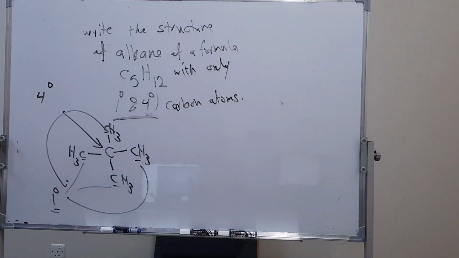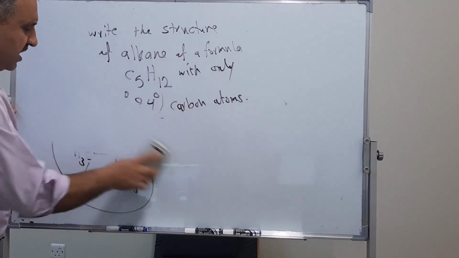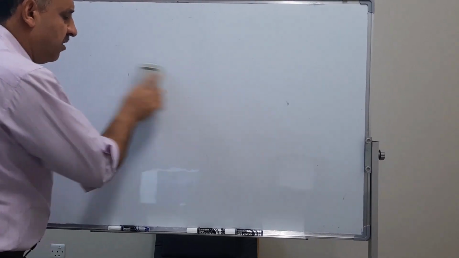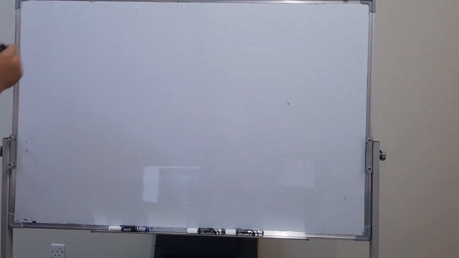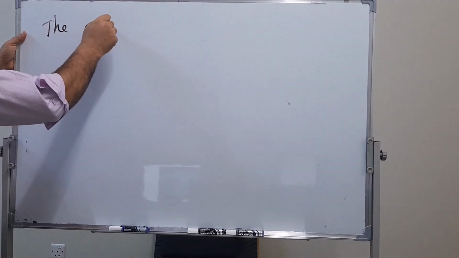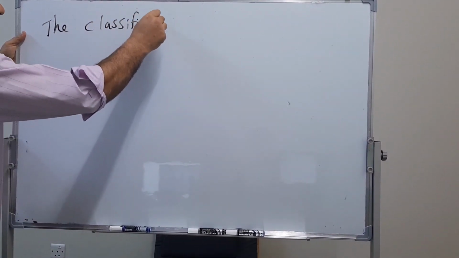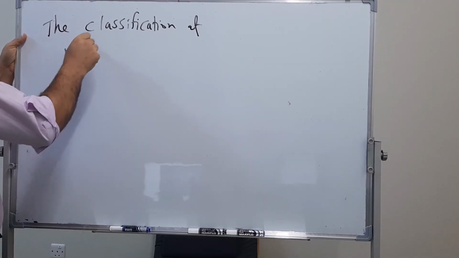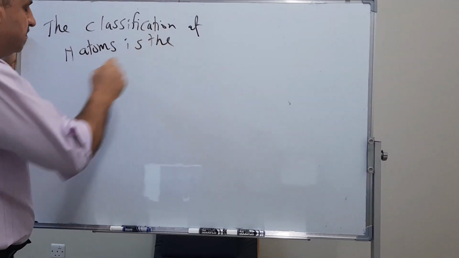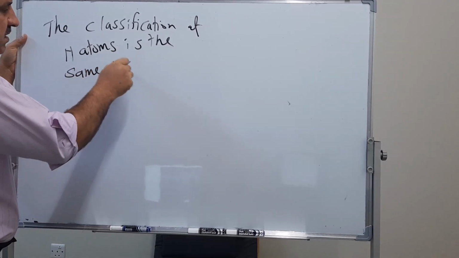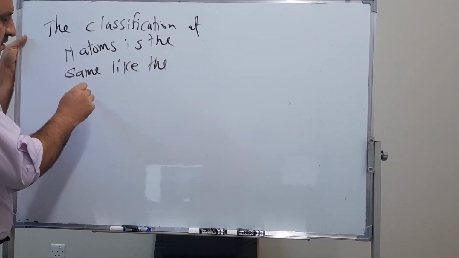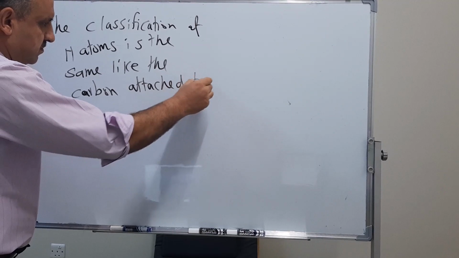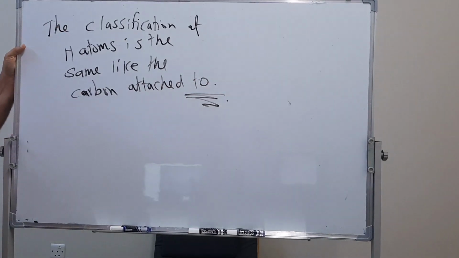All right. So this is regarding the classification of carbon atoms. The most important issue here, just to mention, is that the classification of hydrogen atoms is the same as the carbon they are attached to. This is a very, very important issue here.